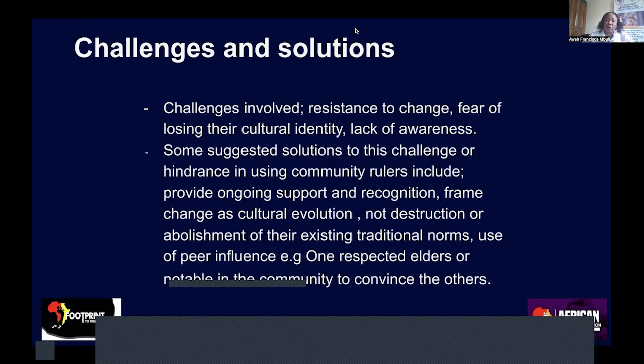Some suggested solutions to this challenge or hindrance is by using community rulers. Using community rulers will include providing ongoing support and recognition, and framing change as cultural evolution, not destruction or abolishment of their existing traditional norms. Use peer influence, e.g. get one of the notables or elders who is so close to the chief and whom the people in the community respect so much, and start by convincing him. I think that the others will better follow. Next slide.